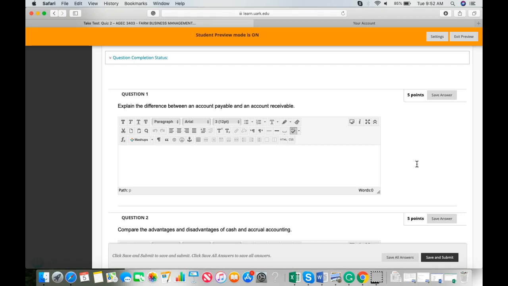Whereas accounts receivable is when your business has sold goods or provided some services for which the payment has not yet been received. So this is revenue for a product that has been received by the customer, but they have not yet paid. Accounts receivable is a current asset.